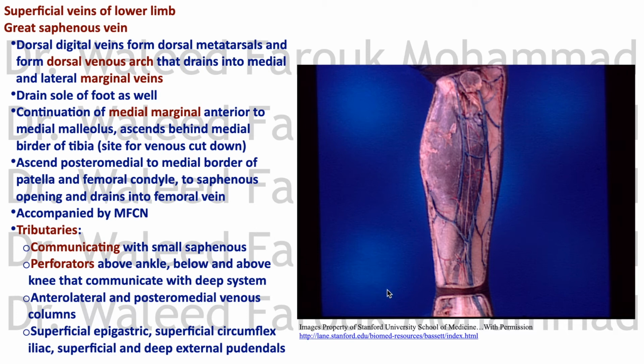Now, the great saphenous vein will ascend along the border of the tibia and a hand's breadth behind the patella of the knee, ascends on the thigh, passes through the saphenous opening and drains into the femoral vein. It's accompanied by the saphenous nerve. Tributaries of the great saphenous vein.